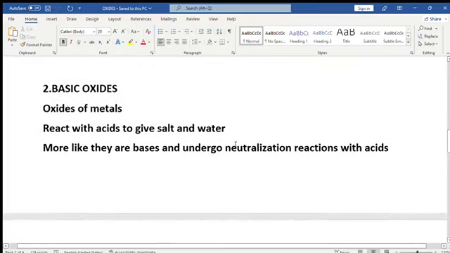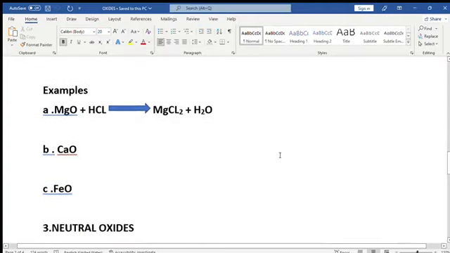Now let's move on to the second type of oxide, which is called basic oxide. A basic oxide is the opposite of an acidic oxide, because it has qualities of a base. Basic oxides react with acids to give a salt and water, more like they are bases undergoing neutralization reactions with acids. The very basic example is magnesium oxide. When this magnesium oxide reacts with hydrochloric acid, it produces magnesium chloride and water. So it's acting as a base, or this is more like a neutralization reaction in this case.